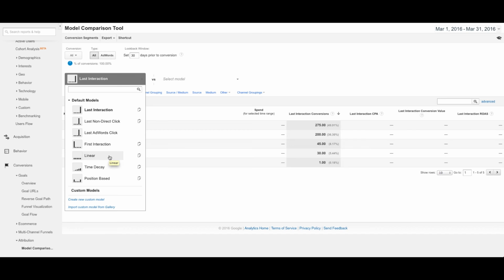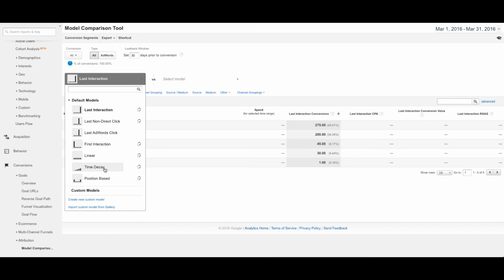Linear gives an equal amount of credit to every one of the components that went into a conversion. So in this example, we saw AdWords, we saw email, we saw social, and we saw direct. All four of them would be given 25% of the value of the conversion, as opposed to giving 100% to one or another, or 50% to one or another. All of them are getting an even share of the pie when it comes to the value they gave to that conversion.